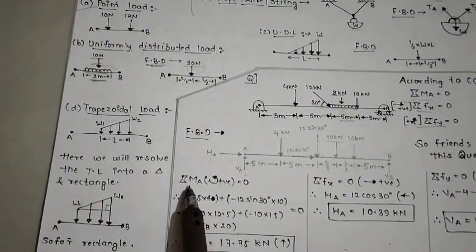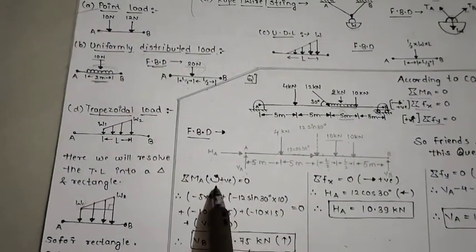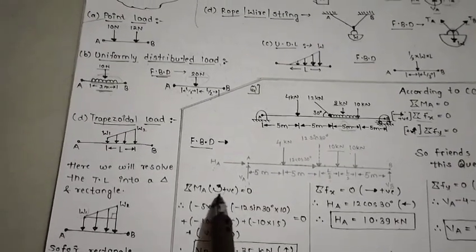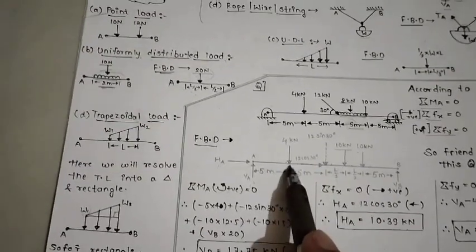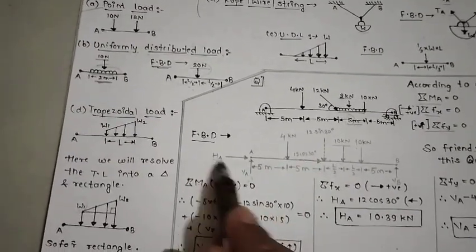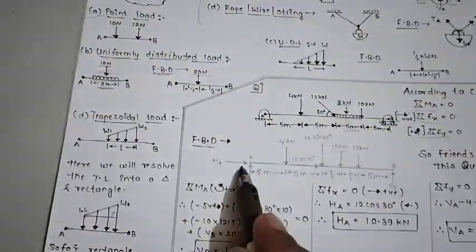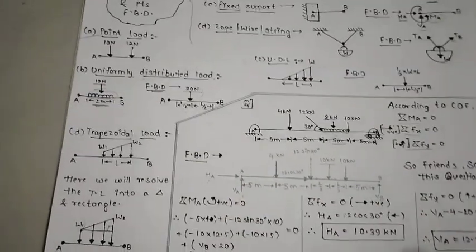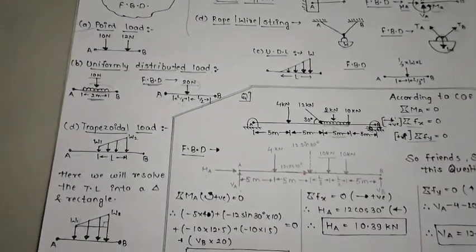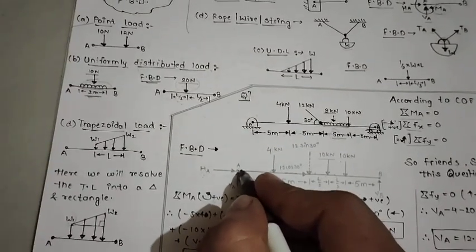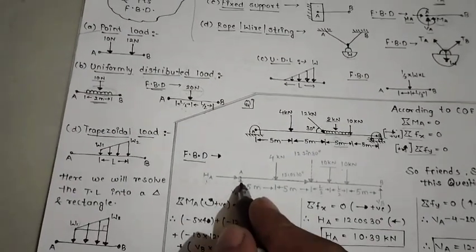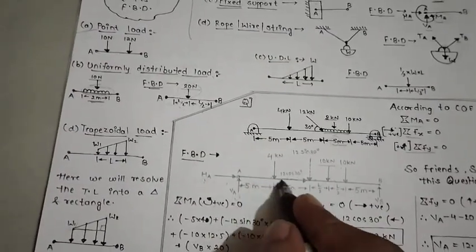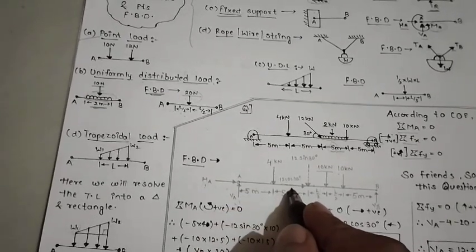So our first condition is summation of moment about A is equal to 0. I have considered the moments acting in the anti-clockwise direction as positive. As you can see here, HA, VA and this 12 cos 30 will become 0, as it is lying in the line of force. As we are calculating the moments at A, HA and VA are acting at point A, so they will become 0, and 12 cos 30 is in the line of action through A, that's why it will also become 0.